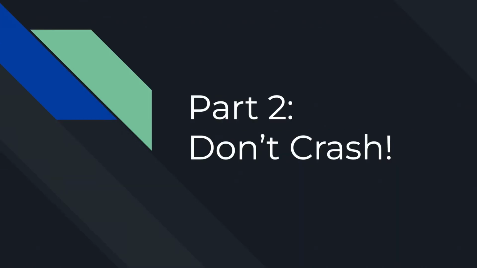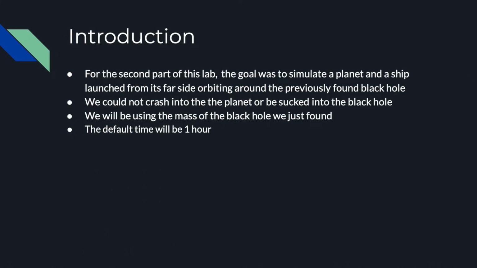Part 2. Don't crash. Introduction. For the second part of this lab, the goal is to simulate a planet and a ship launched from its far side orbiting around the previously found black hole. We cannot crash into the planet or be sucked into the black hole. We will be using the mass of the black hole that we just found. The default time will be 1 hour.